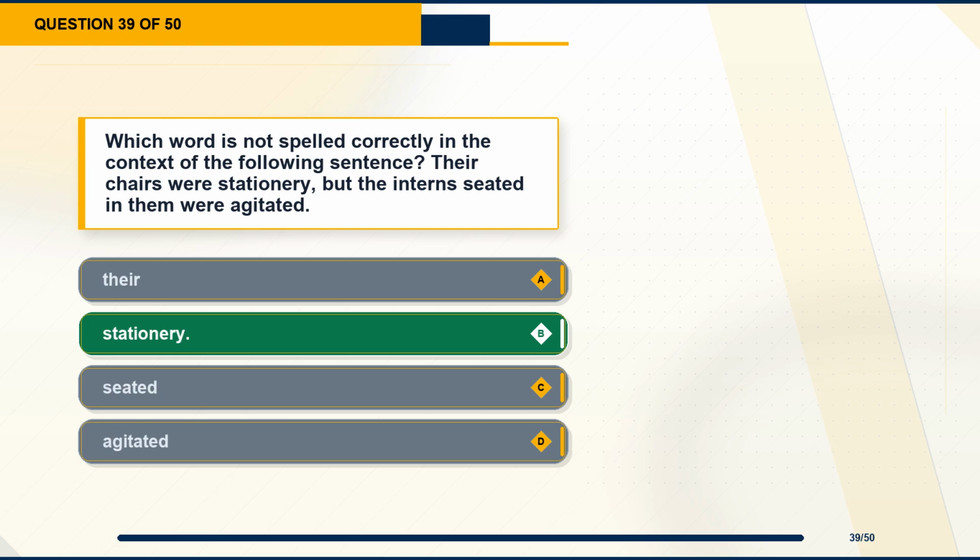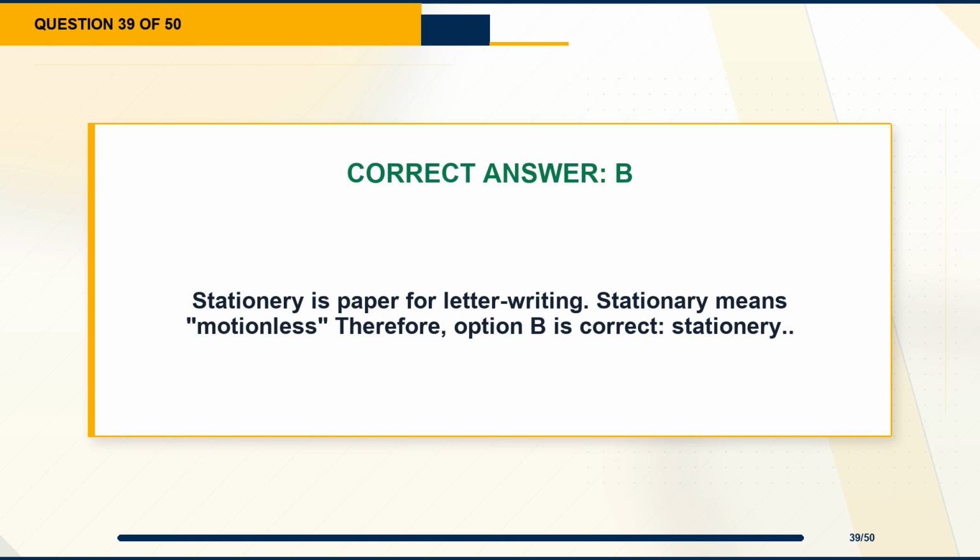The correct answer is option B, stationary. Explanation, stationary is paper for letter writing. Stationary means motionless, therefore, option B is correct, stationary.